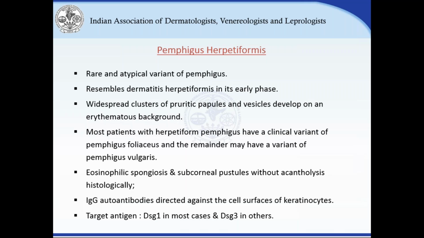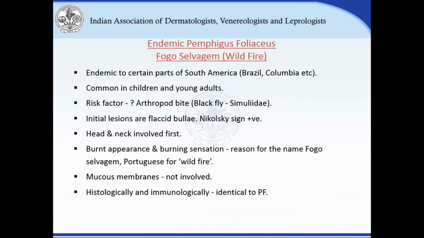So IgG autoantibodies are directed against the cell surfaces of keratinocytes. The target antigen is desmoglein 1 in most cases and desmoglein 3 in others. So desmoglein 1 in most cases, the variant of pemphigus foliaceus, and desmoglein 3 in the variant of pemphigus vulgaris. Now this is important for you. There are PG entrance questions on this.